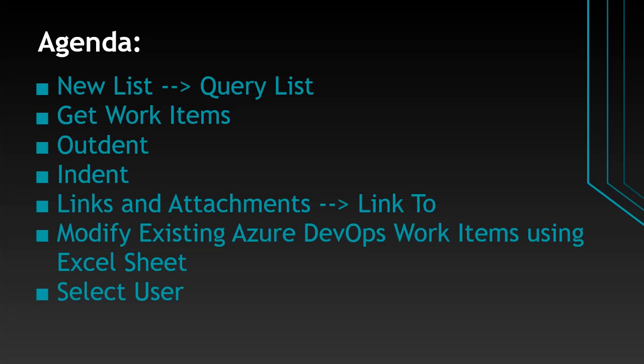Basically, if you want to modify existing Azure DevOps user stories, test cases or defects which already exist in one of the projects in bulk, you can use Excel sheet and perform the modification in the Excel sheet, and then upload all the modified test cases to Azure DevOps in bulk. I'm also going to show you how to use the select user option in the Excel add-in.